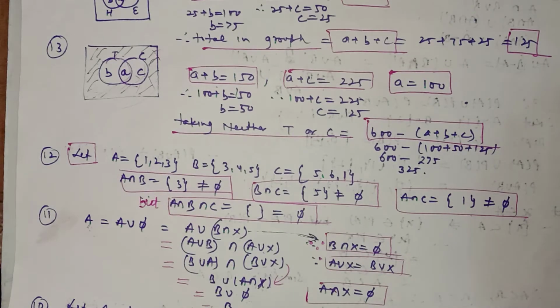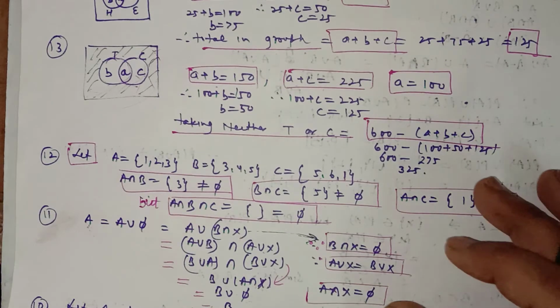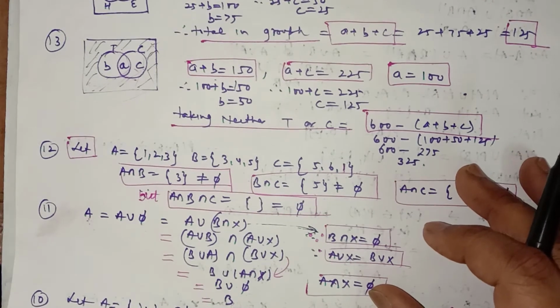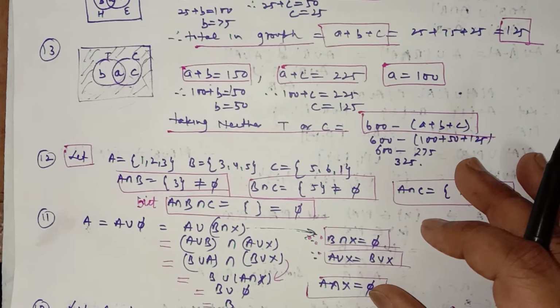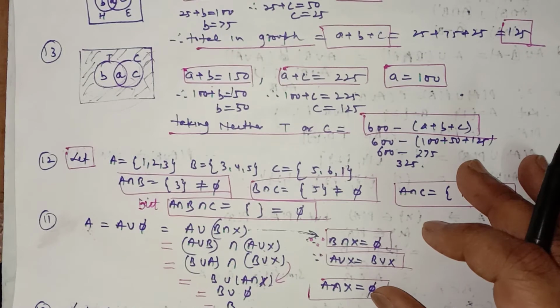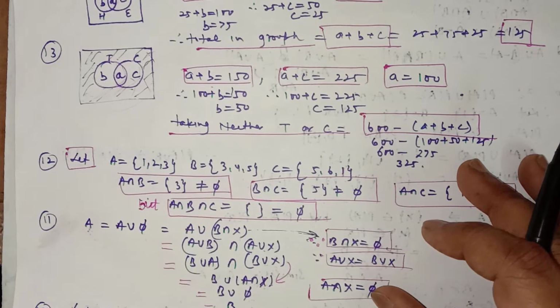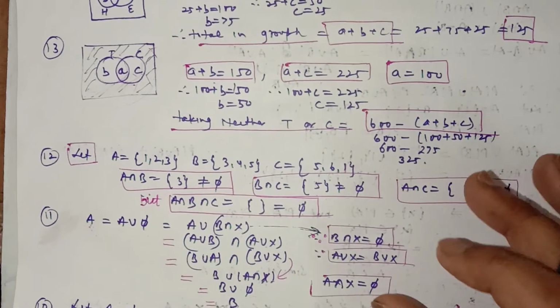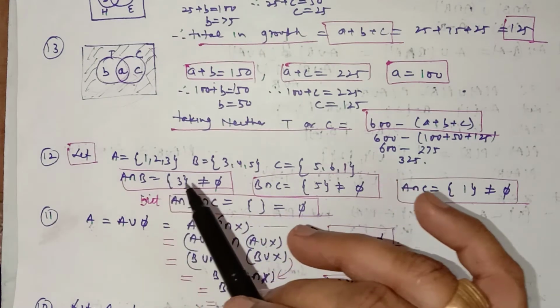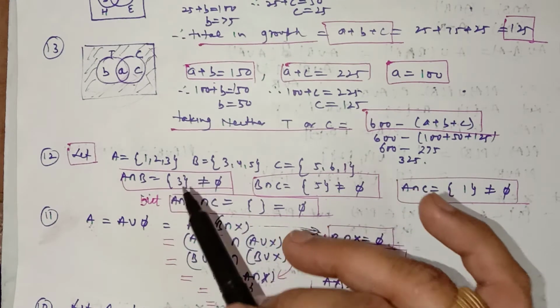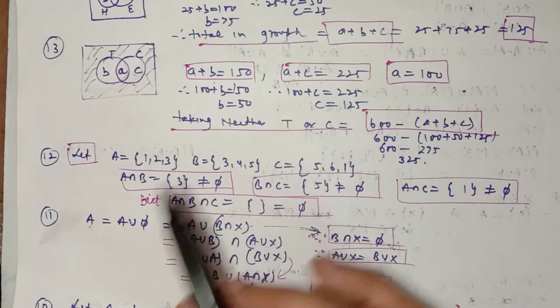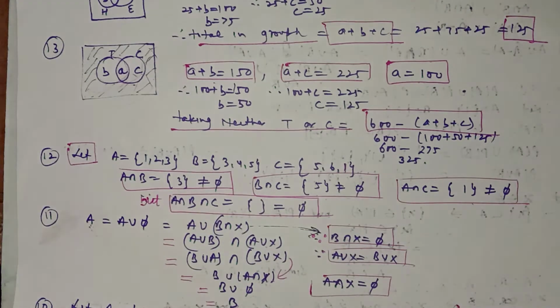So these are the questions based on the Venn diagram, and these are very important questions. Now in question number 12, it is given that you have to find 3 sets such that A intersection B, B intersection C and A intersection C are non-empty, means there should be some element common in A and B, B and C and A and C, and you have to take those 3 sets such that their intersection A intersection B intersection C should be empty.